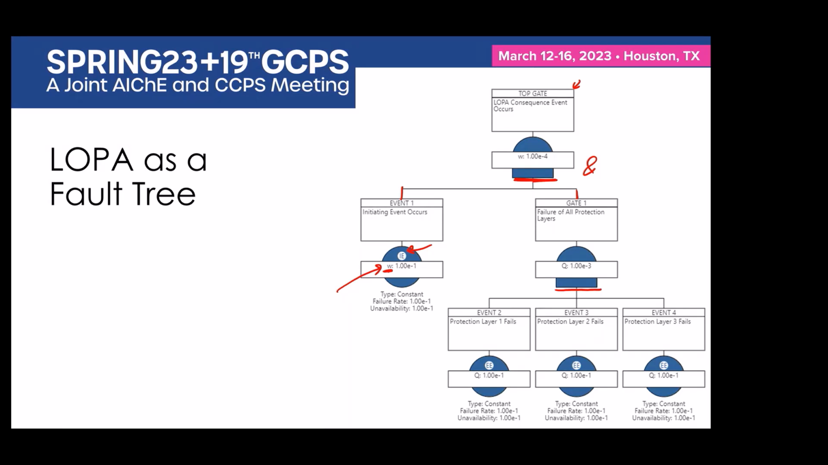So all the protection layers fail if protection layer 1 fails, and 2 fails, and 3 fails. The protection layers are defined as enablers and given probabilities. So the Q is an unavailability in fault tree analysis language, but it is a probability that the device will not work. Okay, so that's your standard fault tree. And in this, LOPA is a fault tree. And in this paradigm, the initiating event and the protection layers are all 100% physically and functionally independent of each other.